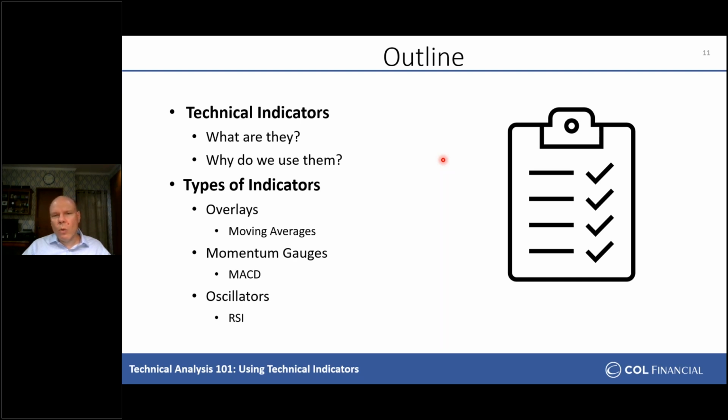There are what we call overlays. Overlays means that you would put this indicator along with the price on the price chart. Then momentum gauges, normally drawn at the bottom of your chart, and you will draw this in direct reference with the prices above it. And oscillators, also drawn usually on the lower end of the chart. Instead of just looking at momentum, what they do is give you an outline of a high band and low band of prices.